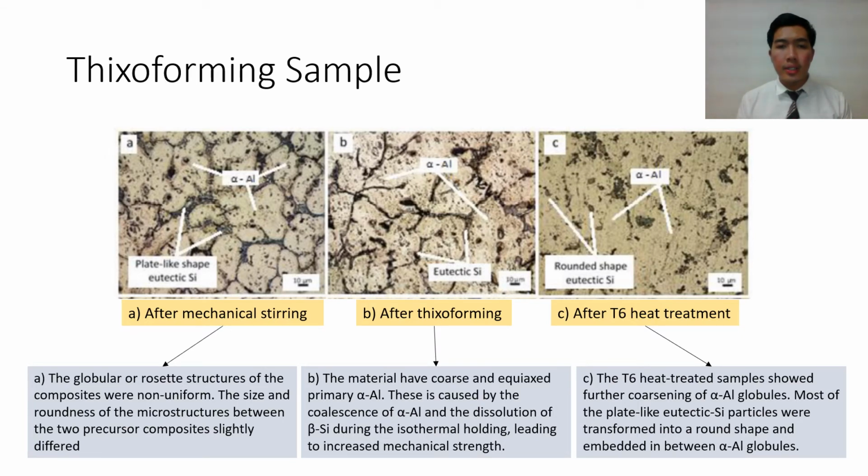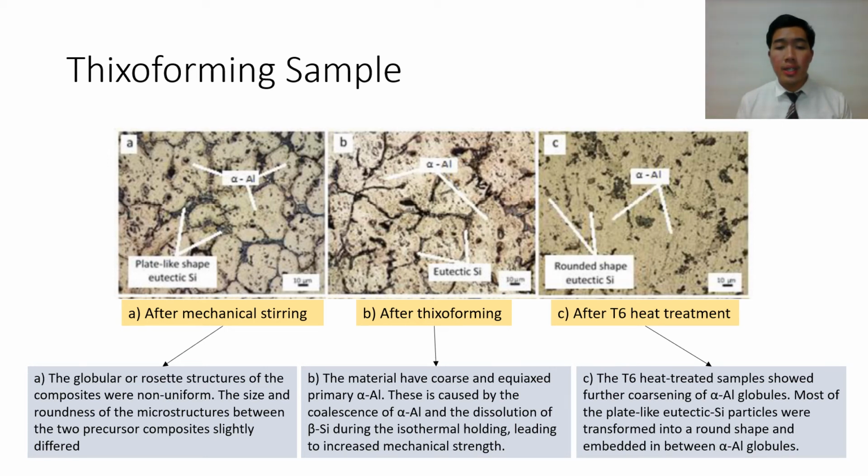There are three microstructure results for the THIXOFORMED sample that I get from the optical microscopy. First, the microstructure after mechanical stirring. The globular or rosette structure of the composite was non-uniform. The size and roundness of the microstructure between the two precursor composites slightly differ. Second, after THIXOFORMED, the material has equiaxed primary alpha aluminum.